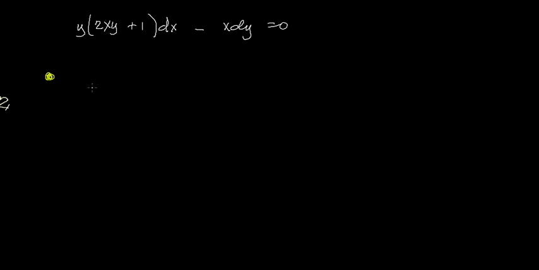We need to multiply this out. Let me multiply y by 2xy dx, which gives 2xy squared dx, plus y dx, right? We have y dx, then minus x dy is equal to 0.